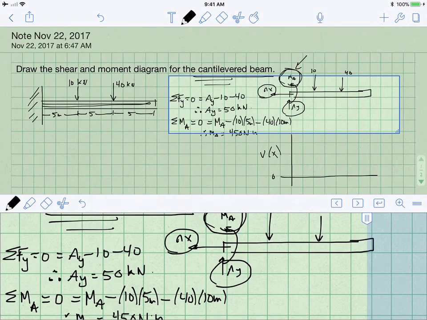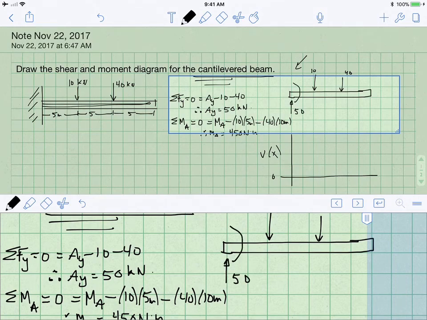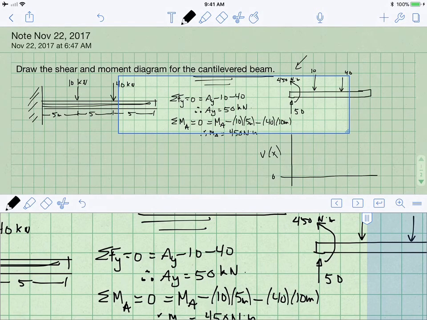And so I can clean up this diagram a little bit, and also AX is 0. So I'm just going to clean up some of these values so that I have a more coherent diagram. So AX is 0. I'm not going to redraw it. And what I've just concluded is that AY was 50 and that we had a reaction moment here of 450 Newton meters. Okay, so that's step one. Step one is always find the external reactions.